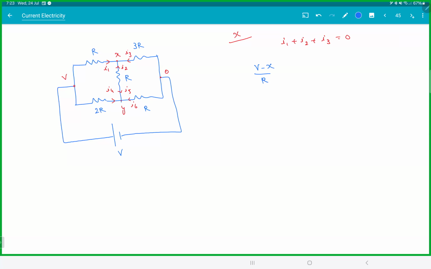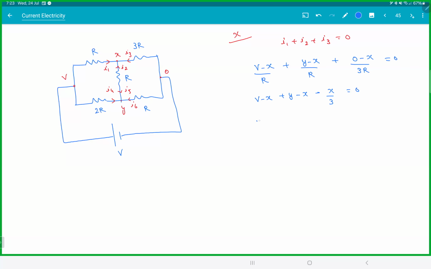V minus X by R. You can see this thing, exactly the same thing it was. And I2 would be Y minus X by R. And 0 minus X by 3R. R goes off, you end up with V minus X plus Y minus X by 3.